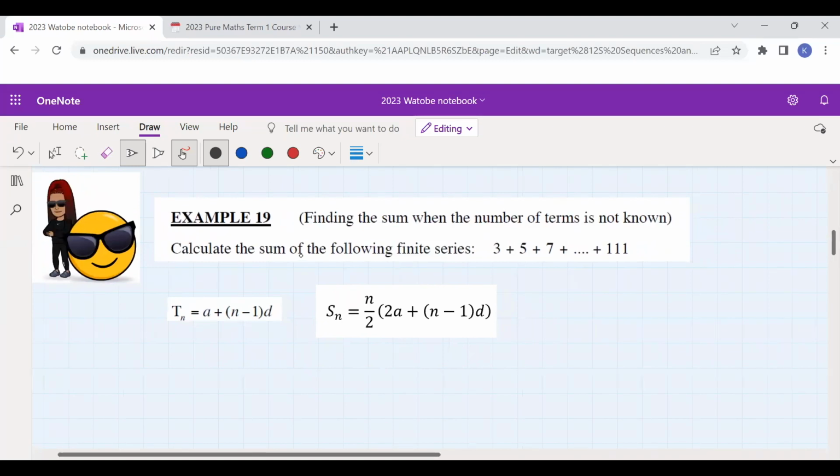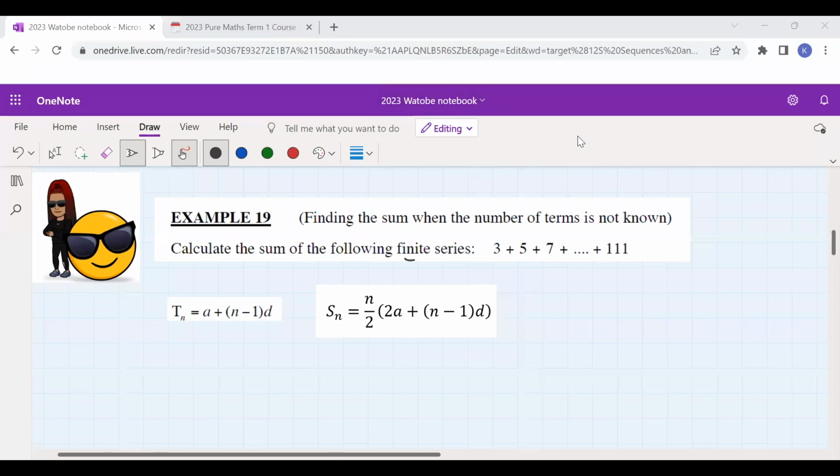Okay, let's talk about this. Calculate the following sum of a finite series. Finite means it ends somewhere. At this point, we just don't know where it ends. So who has ideas? What are we gonna do with what we have on the screen? You have clues on the screen. What do you think we're gonna do? Anyone wanna raise their hand or unmute?